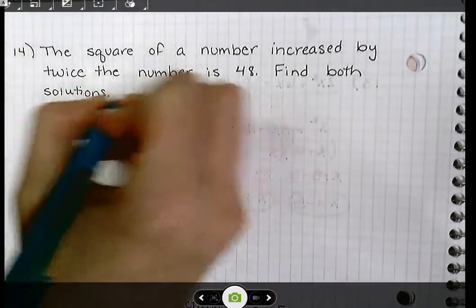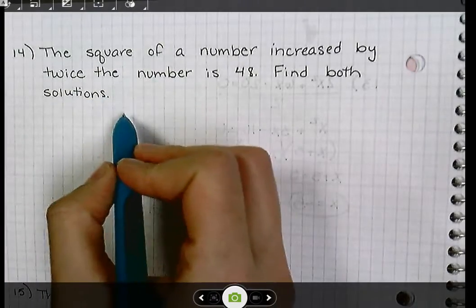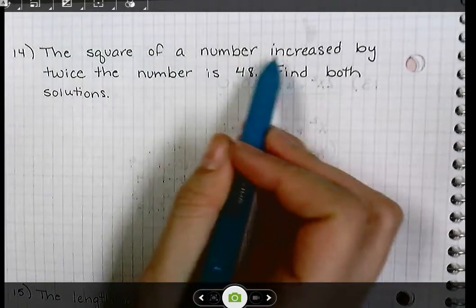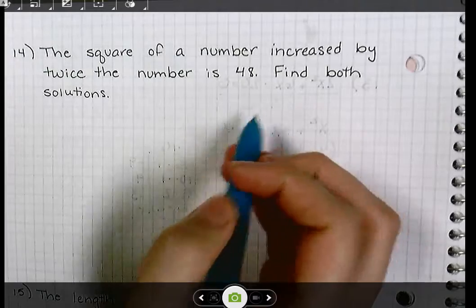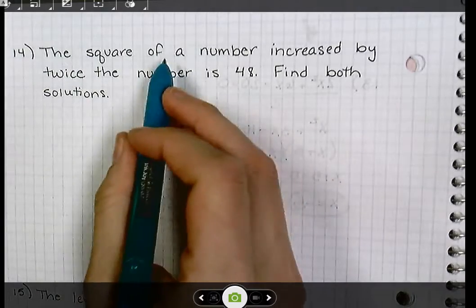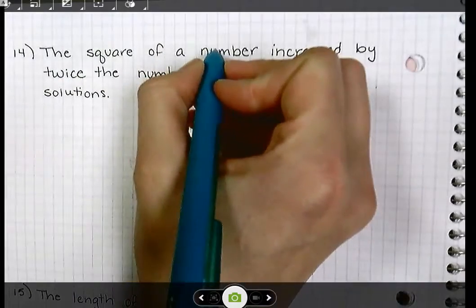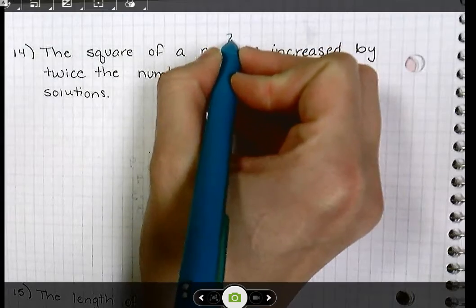So here it's written as a word problem. So we have to write our equation, and it says the square of a number increased by twice the number is 48. And it takes some skill to be able to read this and write the equation. So we don't know what the number is.